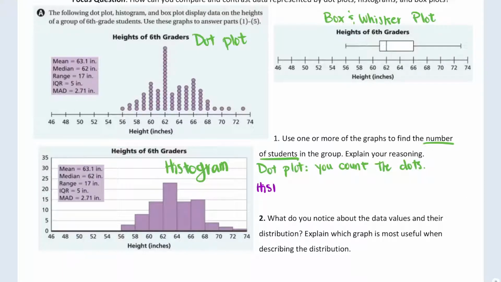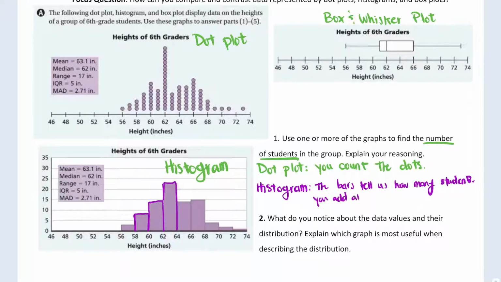Now, some of you might have also said a histogram, right? The histogram shows us how many students said this range of answers. So for example, the students that are 58 to 60 inches tall, it's halfway in between 10 and 5, so they're probably around 7, maybe 8 students, right? So we can also use the histogram to tell us how many students took this survey. The bars tell us how many students, and then you add all the numbers to find the total number of students.